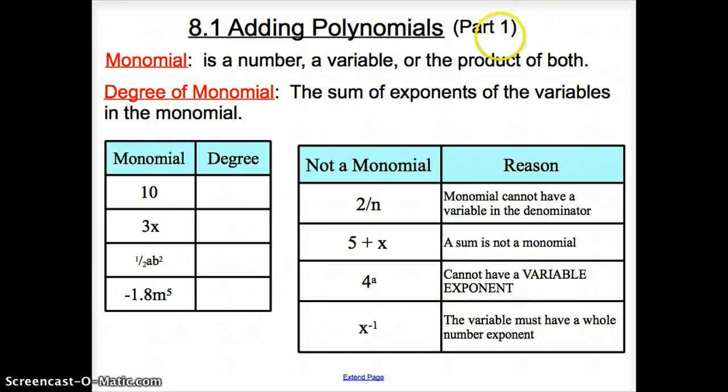Hello and welcome to section 8.1, adding polynomials, as we start our very first chapter of nonlinear algebra. I know you're excited, so let's get going. Here we go with the very first vocab word.